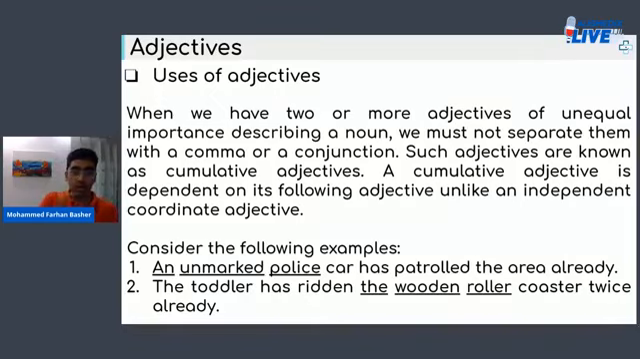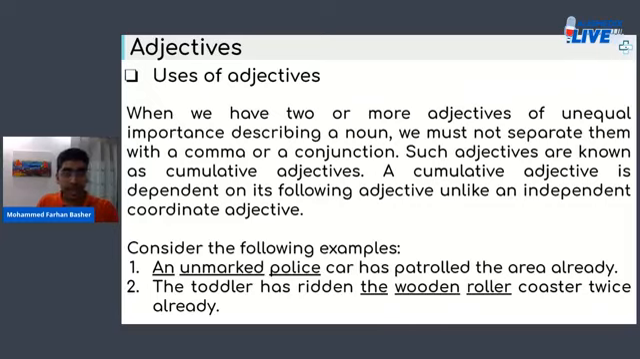So an unmarked police, all these three adjectives are of unequal importance. Each of these adjectives is dependent on its following one. Since they're unequally important, that is why we have not put any commas or any coordinating conjunction to separate these adjectives. You follow? So these are known as cumulative adjectives, opposite to coordinate adjectives. When we use coordinate adjectives, we separate them with a comma, or maybe an and or an or, okay? Because they're equally important adjectives.